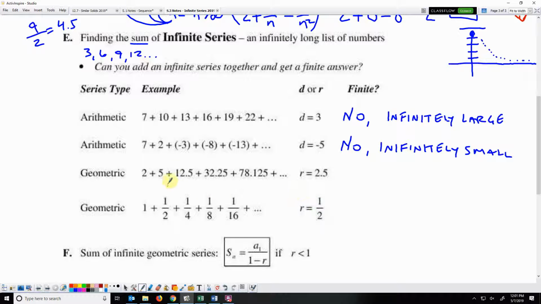How about this geometric sequence with a common ratio of 2.5? I'm multiplying by 2.5 every time, and you see the numbers are getting bigger and bigger, and they're going to continue to get bigger toward infinity. As I add all these up, once again, it's a no, I can't add them together because it's going to be an infinitely large number.